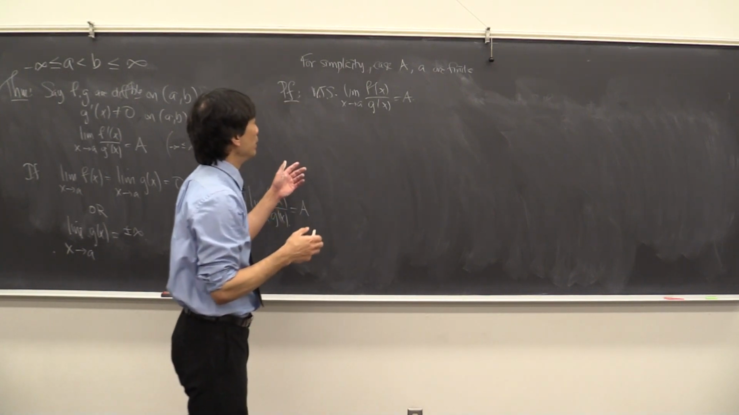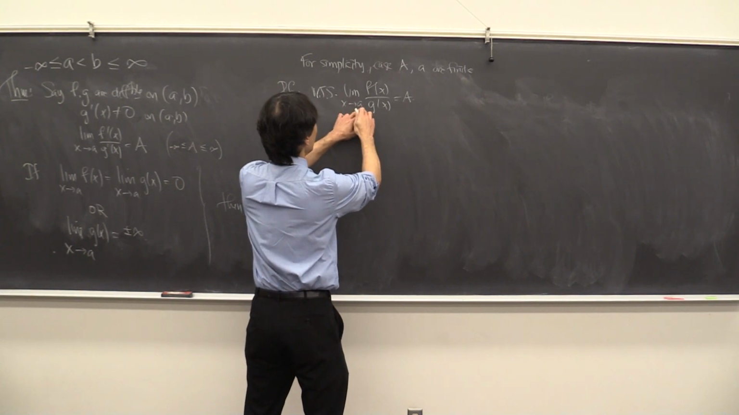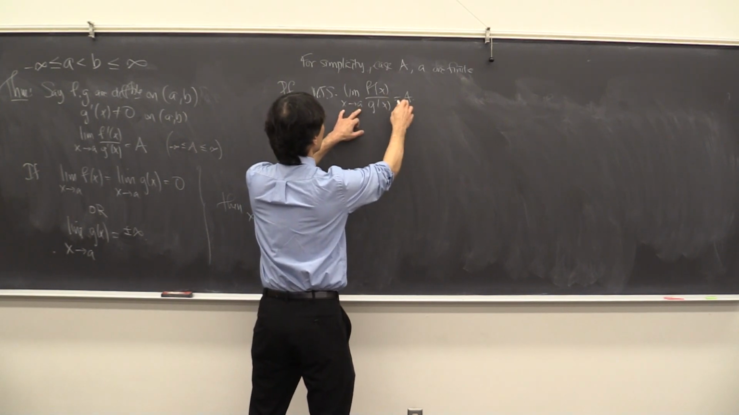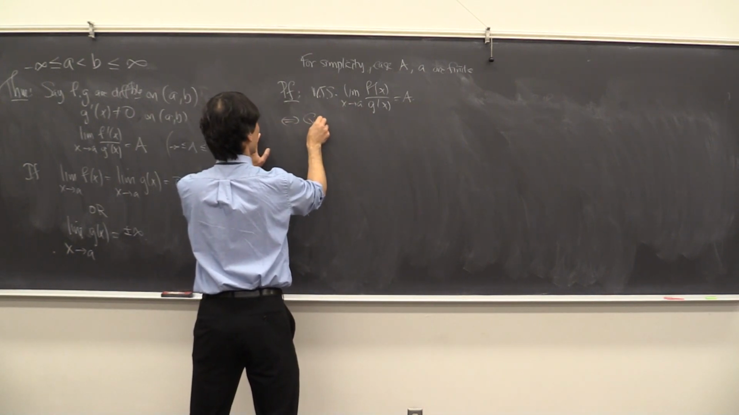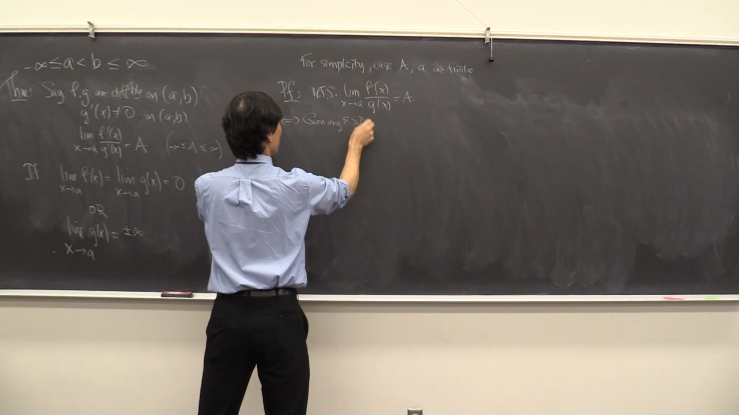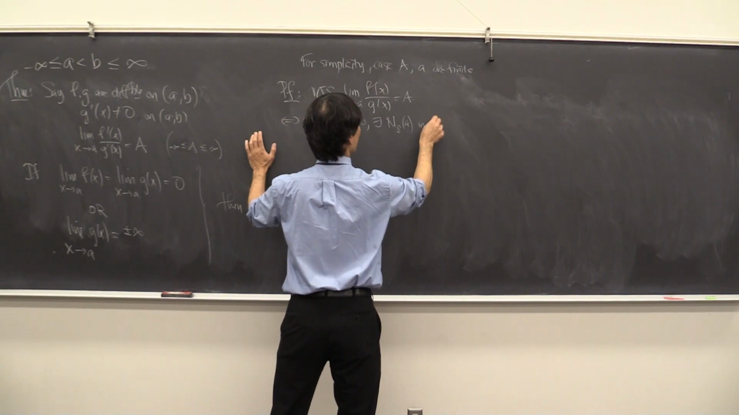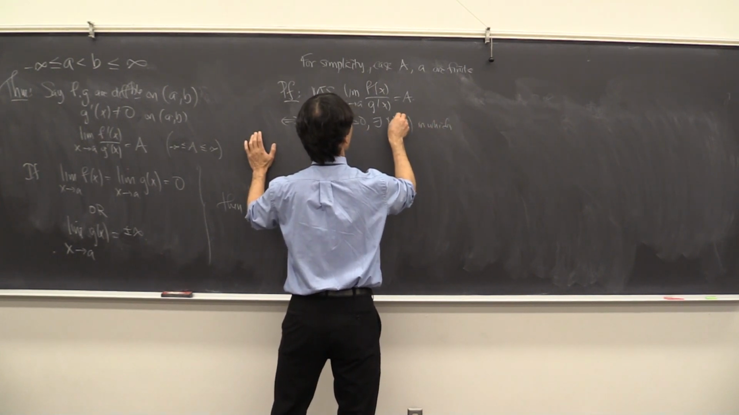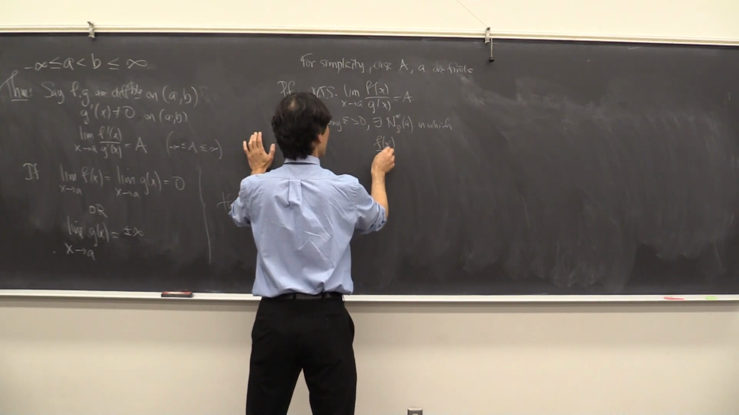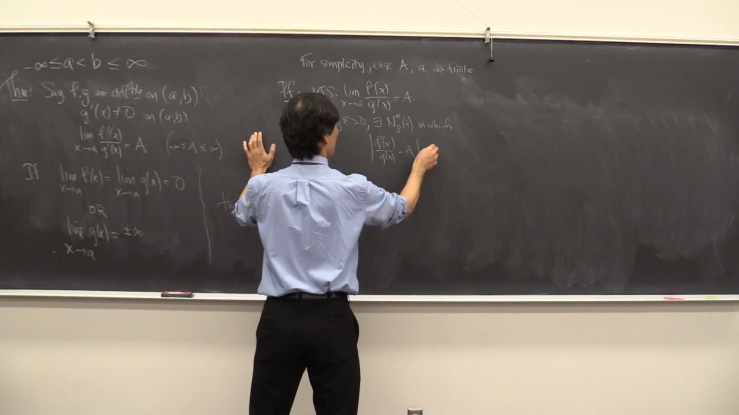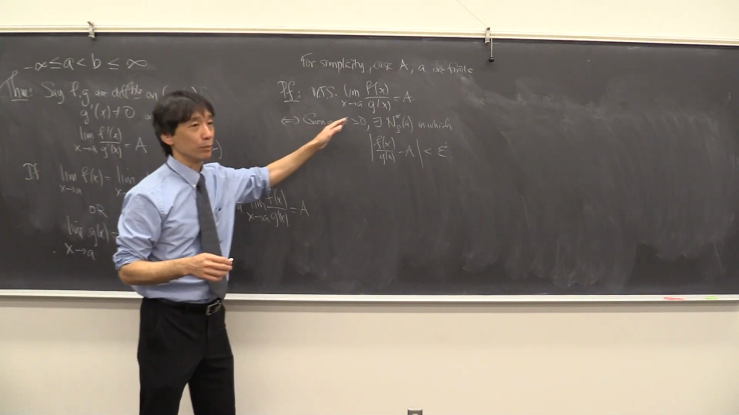In other words, we want to show that we can find a neighborhood of a in which this thing is close to A. Given any epsilon greater than 0, there exists a punctured neighborhood of a in which f of x over g of x minus A is smaller than epsilon. Right? That's of course what a limit means.